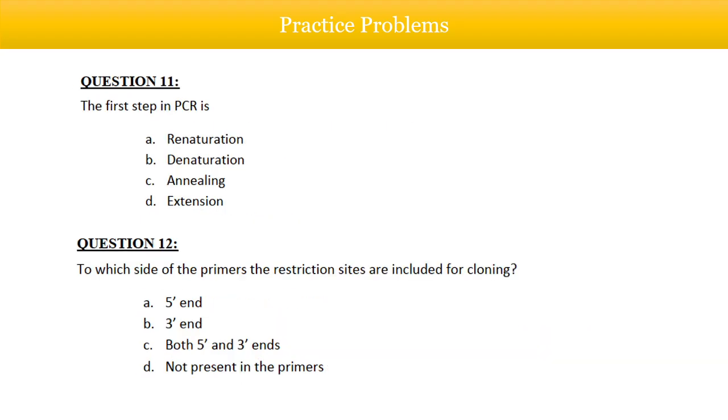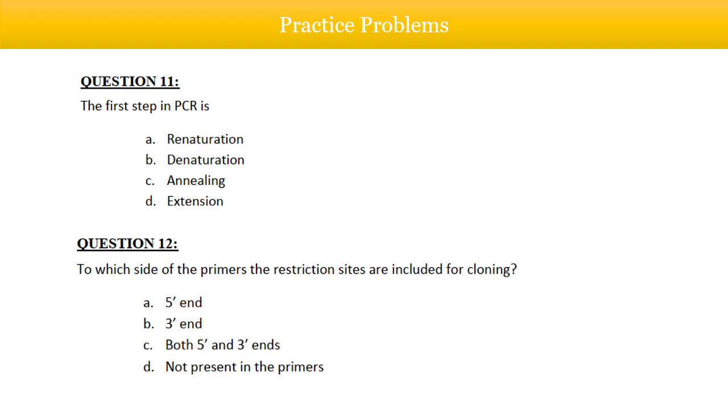The 11th question says the first step in PCR. We all know it starts with denaturation, then go for annealing, extension, and finally there is the renaturation of the entire thing, and then it goes into round 2. So for question number 11, it is B, that is denaturation.